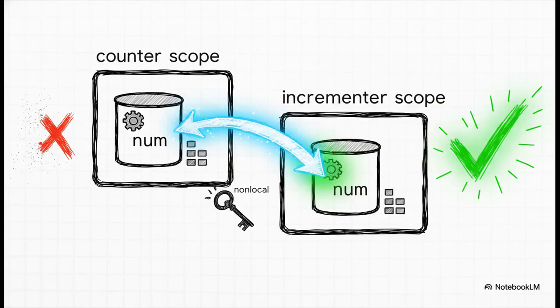And there it is, the solution to our original puzzle. Just by adding that one simple line, nonlocal num, we've given our incrementer function the permission it needed. We've told it, go ahead, reach into the counter function scope and modify its num. And just like that, the error vanishes. Our counter works exactly like we wanted it to from the start.